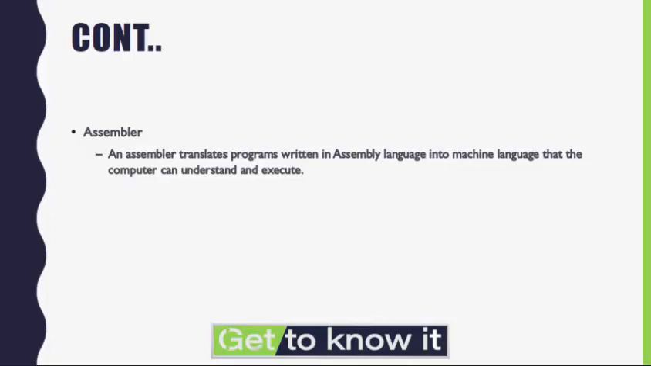Three, it generates the machine code equivalent of the assembly instructions. So it will translate the source code into machine code. Usually, the assembler generates machine code only when no errors are detected.